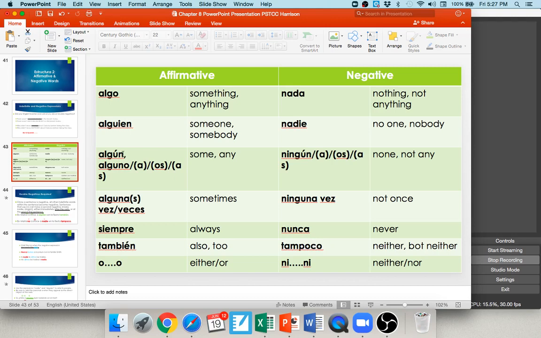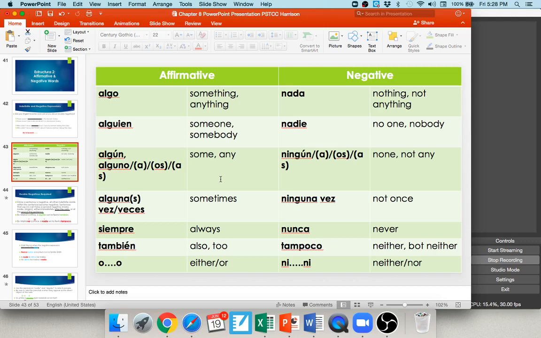You have algún, some or any, and ningún, none or not any. These can also take various forms depending on the situation where they're used, and I'll be telling you more about those. But you have alguno, alguna, algunos, and algunas that can also mean some or any, depending on the noun that they're used with. You know, they have to agree. So algunas tareas, alguna tarea, etc. And then you have the negative part of that, ninguno, ninguna, ningunos, ningunas, none or not any. So ninguna tarea, ningunas tareas.